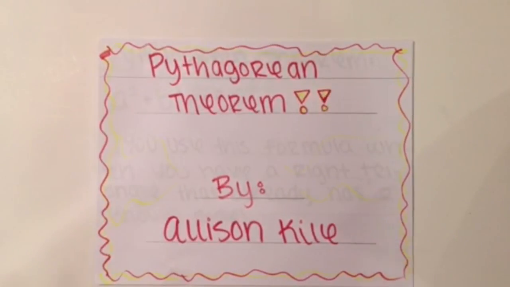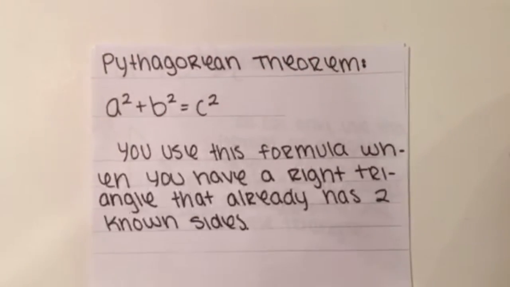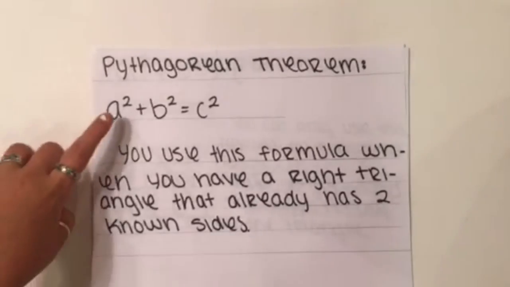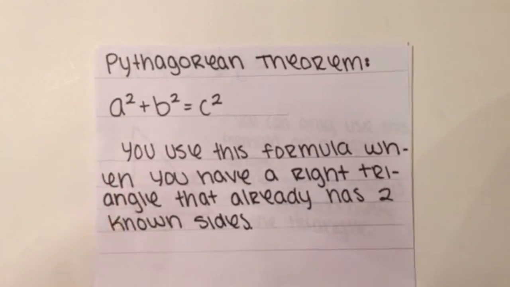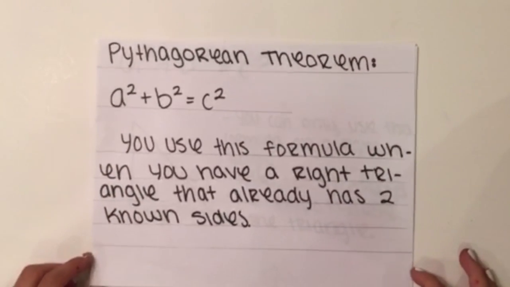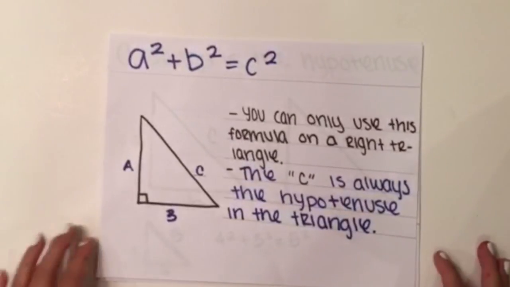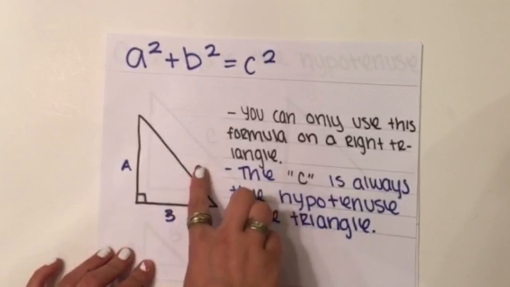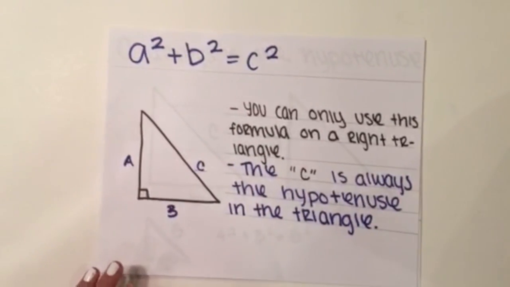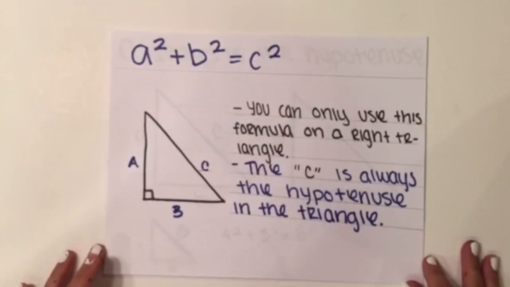So I'm talking about the Pythagorean theorem, which is really fun. It's a squared plus b squared equals c squared, and you use this formula when you have a right triangle and you already know what two of the sides are. So here's an example of it, a, b, c. And you can only use this formula on a right triangle, not any other triangle.